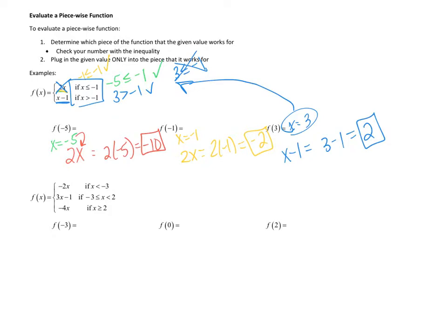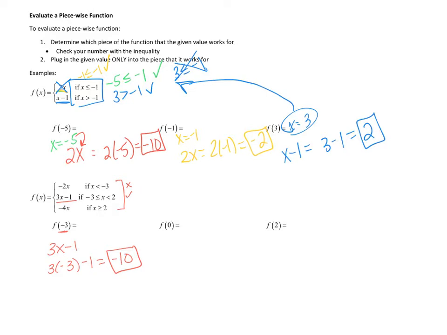All right, now that we kind of got the hang of it, let's look at one more down here, make sure we can do this. Okay, so -3. So the question is, where does -3 fit in my domain? Okay, so -3, is it less than -3? No. Is -3 included here? It is. So I'm going to use 3x minus 1. So I'm going to have 3 times -3 minus 1. So my answer would be -10.